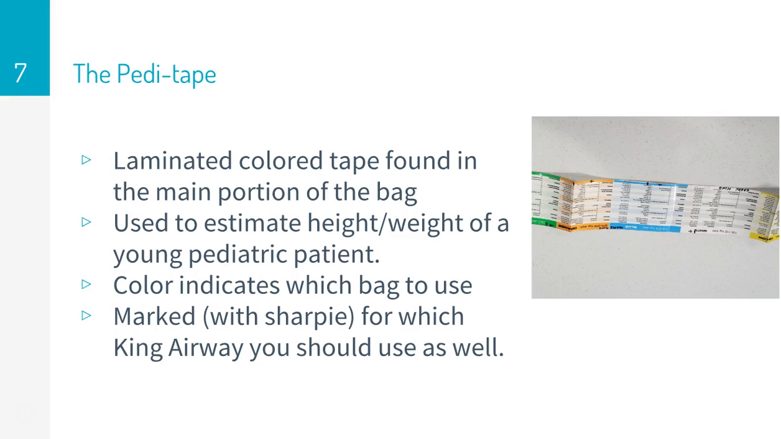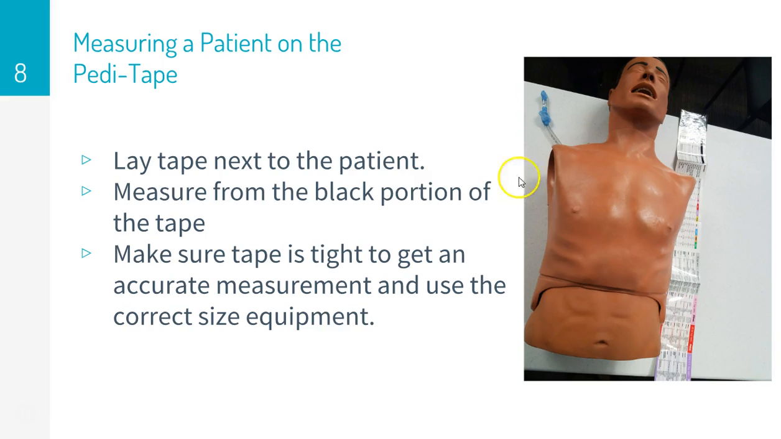Here's the Pediatape, found in the main section of the pediatric bag. Notice the colors that are placed on here. When you're measuring your pediatric patient, you're going to go toward the color and grab the pouch of the appropriate color. Also on here in Sharpie is noted what size King Airway you're going to grab for that patient, and the varying areas within that patient's size where you should grab for the correct King Airway.